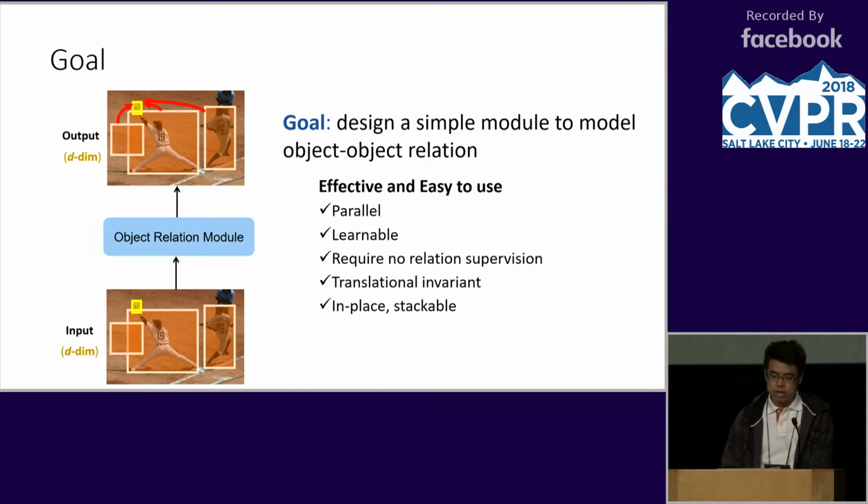In this work, we would like to design a simple module to model relation between objects. We call this module the object relation module. We hope this module is effective and very easy to use, so it can serve as a basic component to support various applications of object level and scene level understanding. Concretely, we hope it has the same good properties as convolution and RoI pooling layers: it's parallel, learnable, requires low relation supervision, translational invariant, and stackable.